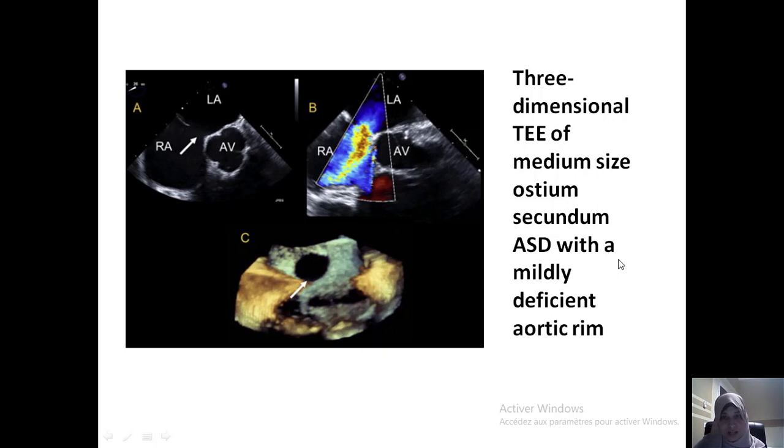We said that echocardiography should specify the different rims of the ASD. We describe here, for example, on three-dimensional TEE, an ostium secundum ASD with a mildly deficient aortic rim. There is no aortic rim in this view.